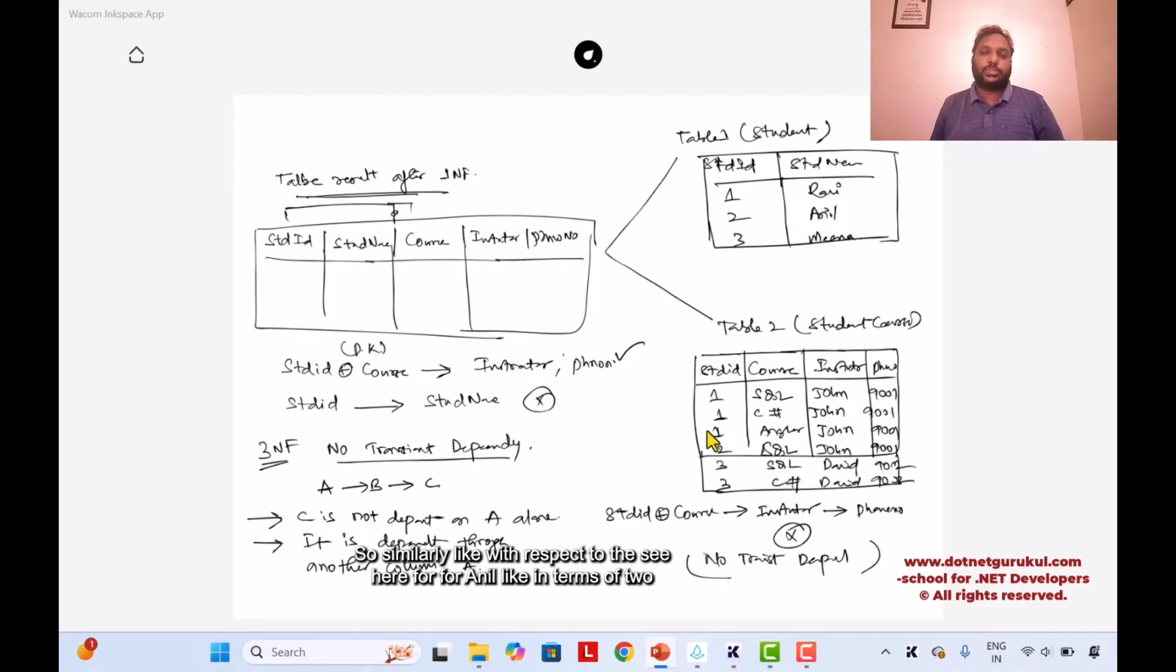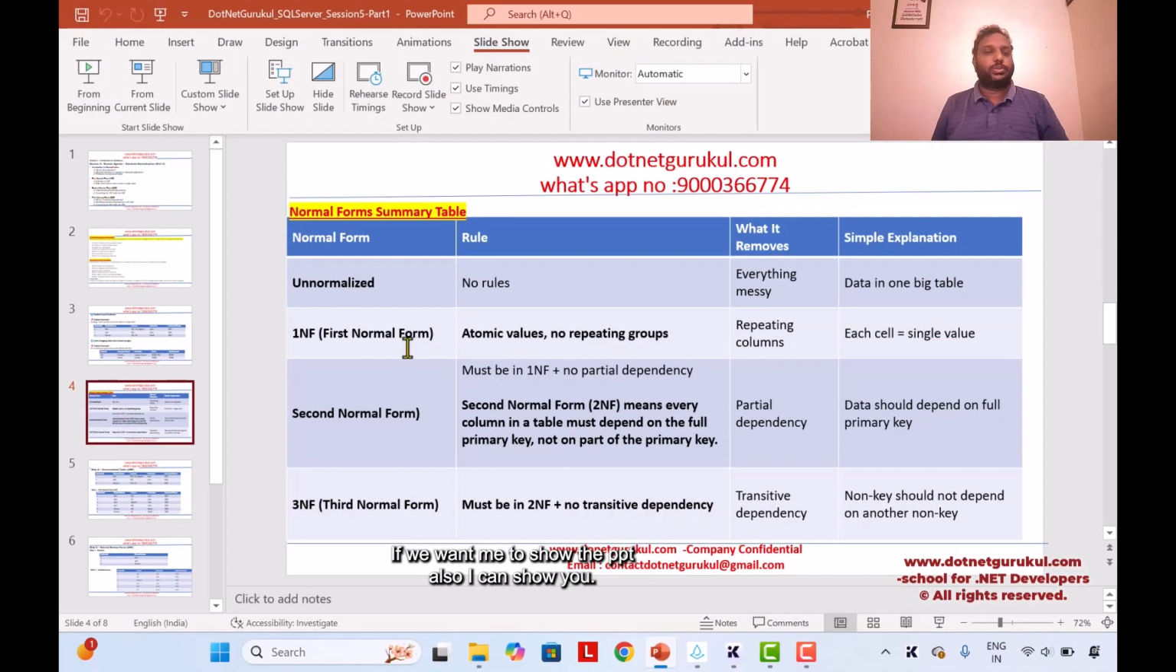Similarly, for Anil, with 2 and SQL, John is the instructor, and he will go and find this particular phone number, 9002. Similarly, for 3 and SQL, David is the instructor and David's phone number is 9002. If you want me to show the PPT also, I can show you.